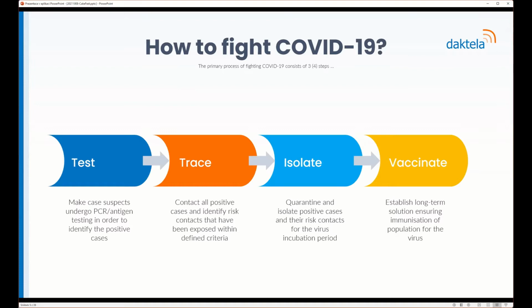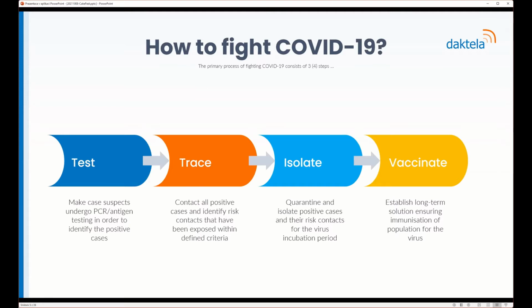The goal is to contact all positive cases. You need to gather risk contacts from them. You need to talk to them. You need to do a sort of epidemiological questionnaire. And based on this, you identify the COVID suspects for further operation.